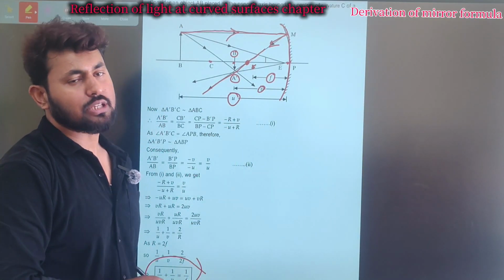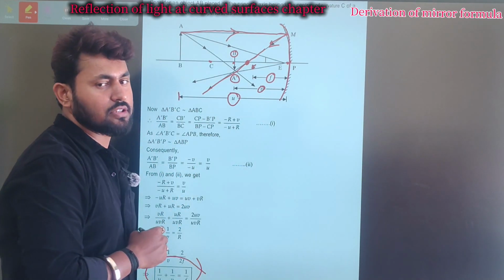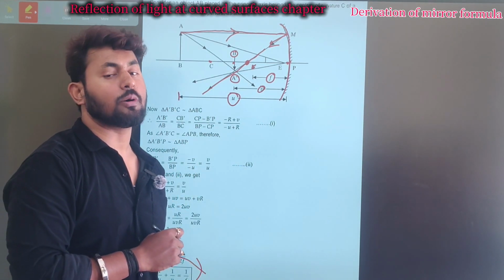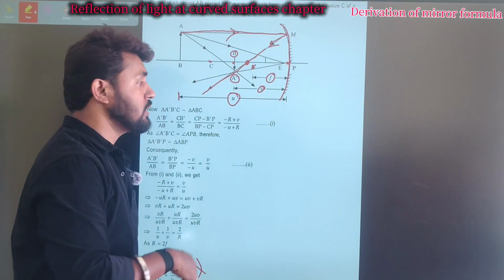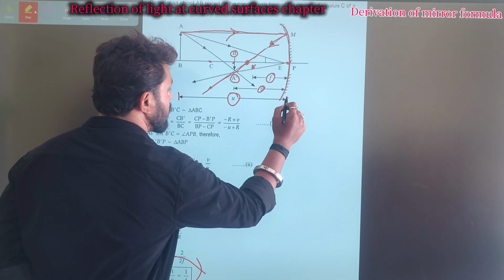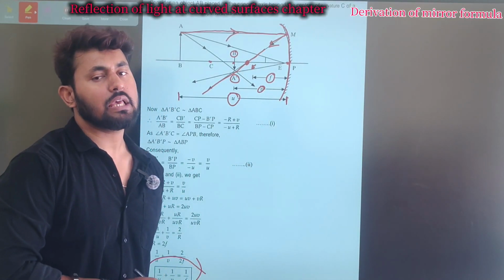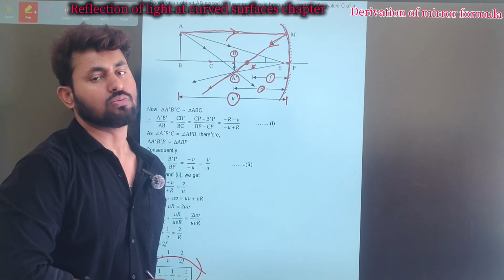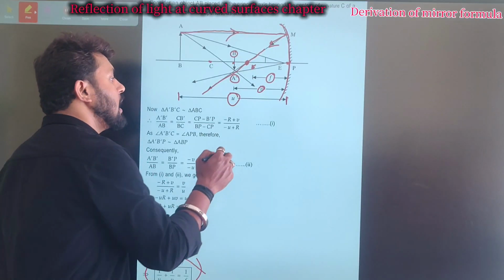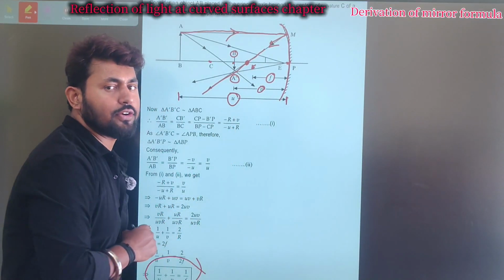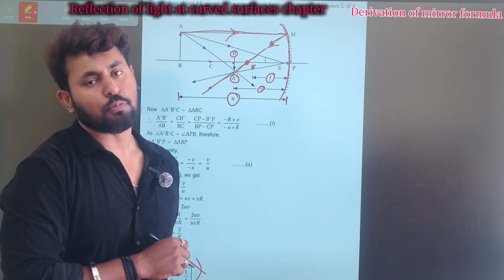Let me tell you that u is the distance of the object from the pole, which has been shown like this over here, and that object distance is represented by the letter u. Likewise, I have a letter v over here. The letter v represents the distance of the image from the pole.